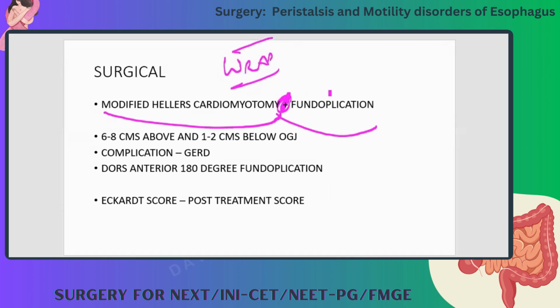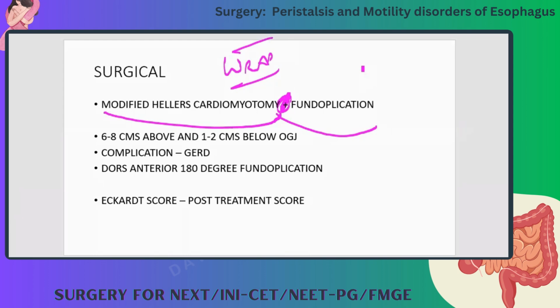Depending upon it, they have so many named surgeries like Nissen's fundoplication, Dor's fundoplication, Toupet fundoplication. No need to go into the detail, but just understand the concept. Okay. We did a cardiomyotomy to prevent achalasia.